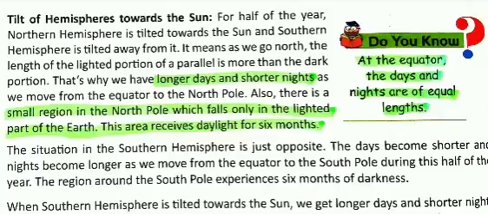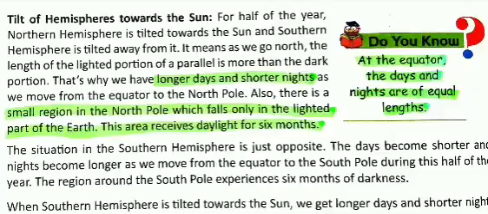As we move from the equator to the North Pole, there is also a small region in the North Pole which falls only in the lighted part of the earth. This area receives daylight for 6 months.